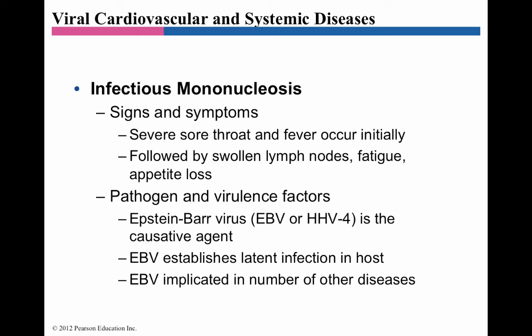Once it infects the B cells, you start getting T cells attacking and killing the infected B cells. So once the B cells get infected, it sort of elicits this war that starts between the B cells and T cells. And that B cell and T cell battle is what tends to produce the signs and symptoms of mono.